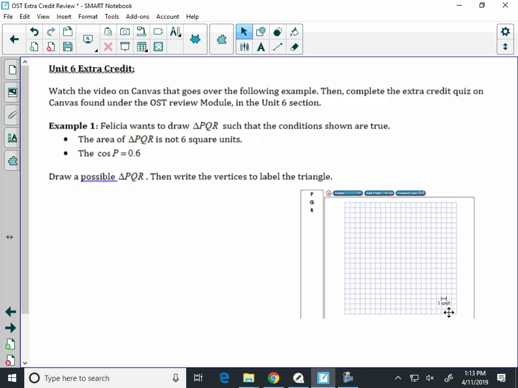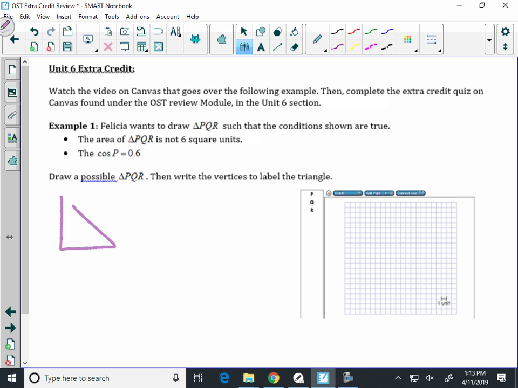So what we're going to have to do is do some work off to the side and then plot our answer in that grid. One big thing is we're dealing with a right triangle. We're going to draw a right triangle P, Q, R. Okay? The area of this triangle cannot be 6 square units, and we know the cosine of P is 0.6. So that's what's going to help us figure out the side lengths.